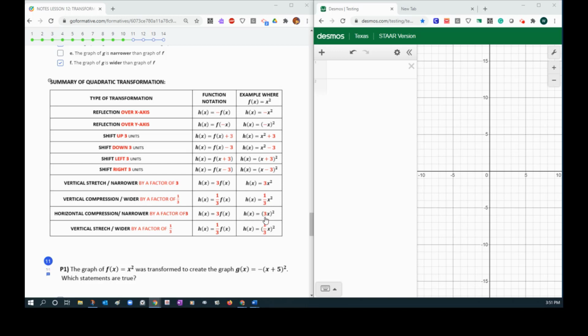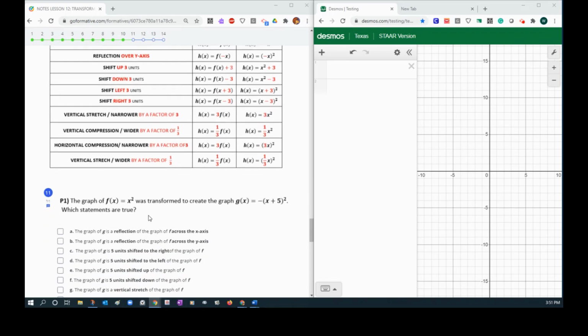Now, if we have parentheses, then you have a horizontal transformation. And if the number is bigger than 1, then we have a horizontal compression. In other words, the graph is looking narrower. And if the number is less than 1, then you have a horizontal stretch. You're supposed to say horizontal here. I'm sorry for my mistake there. And it's going to be wider. So I apologize here. If you have your paper notes, just go ahead and cross it out and put horizontal.